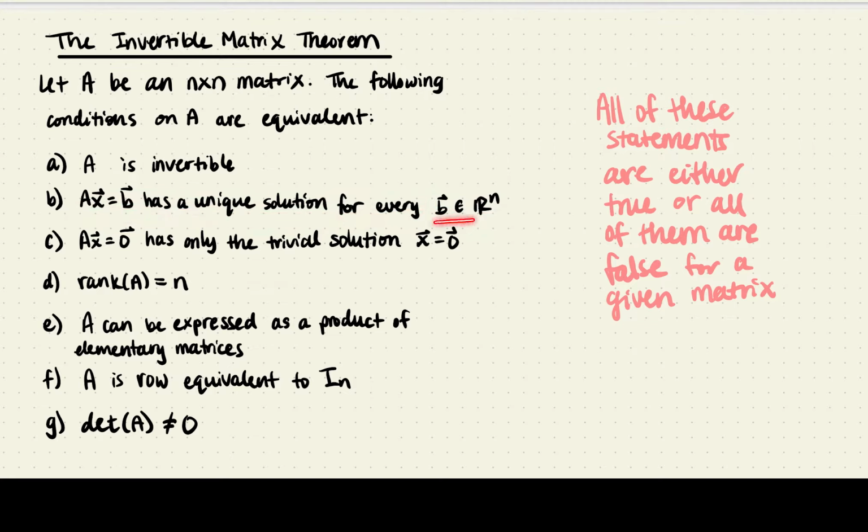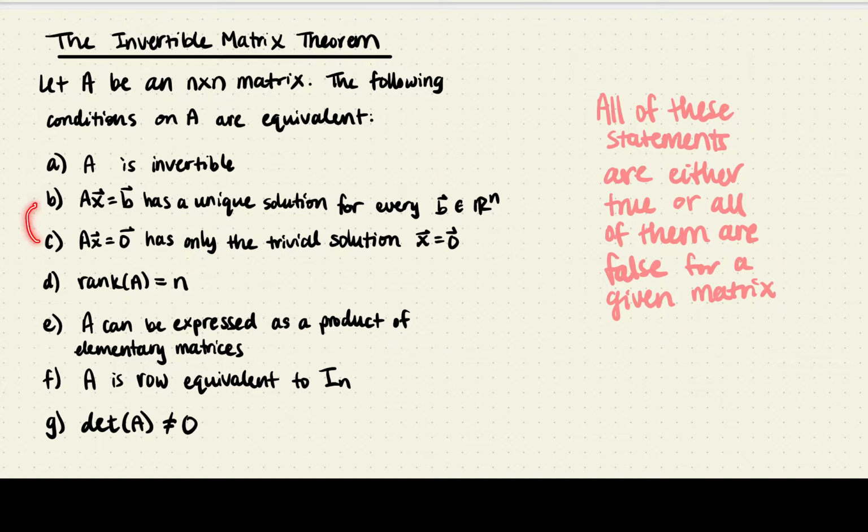Now this notation here just means that b is an n by 1 column vector. That's what this n here is saying, and the elements are real numbers. Okay. This next condition is that Ax equals 0 has only the trivial solution x equals 0. That means if we plug in the 0 vector for x here, of course we satisfy this equation because A times 0 equals 0. But we're also being told here that that's the only solution.